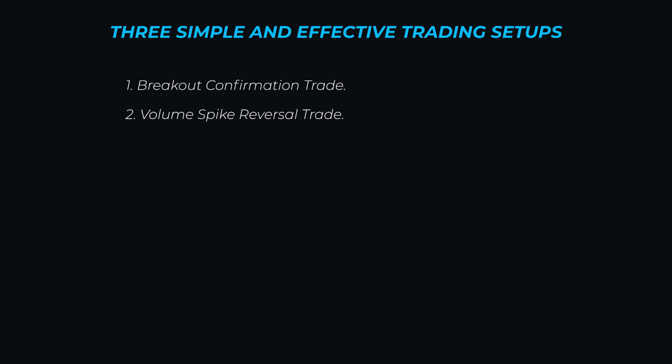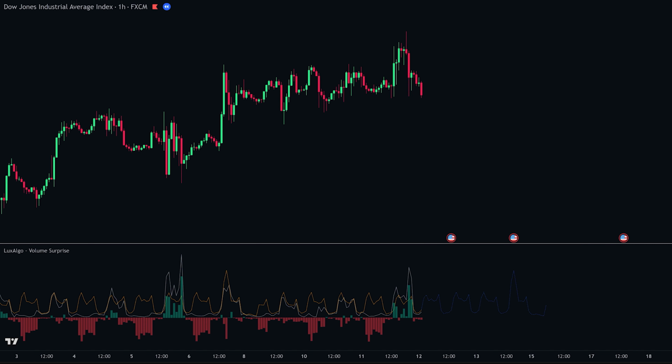Setup 2. Volume Spike Reversal Trade. The second setup helps you catch reversals when the market shows exhaustion after a high volume move. For a sell setup, look for an unusually large green spike at the top of a bullish swing or resistance area. This spike means huge buying activity has just taken place, often when retail traders are entering late. If price fails to continue rising and instead prints a long wick or a small indecisive candle, that's your signal that the move might be ending.